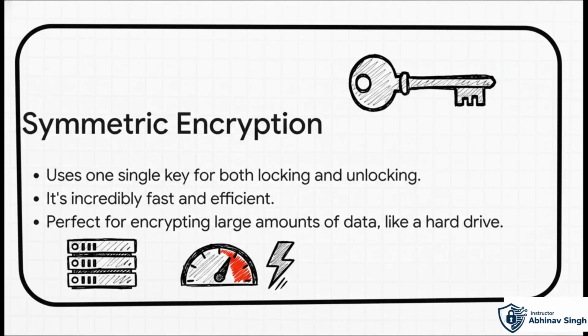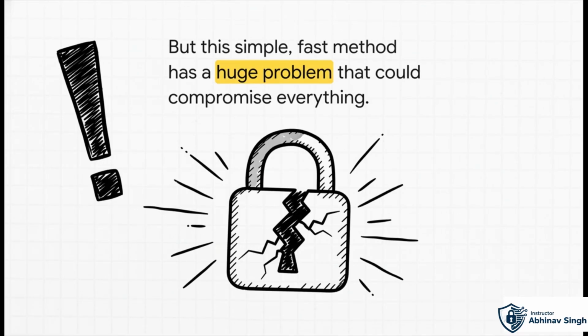And that simplicity, that's its superpower. Because it's just using one key in a really straightforward process, symmetric encryption is incredibly fast. I mean, blazing fast. And that speed makes it the perfect tool for protecting huge chunks of data all at once, like when you encrypt your entire computer hard drive. But, and you probably saw this coming, right? There's a catch. This super simple, super fast system has one giant, and I mean giant, flaw.